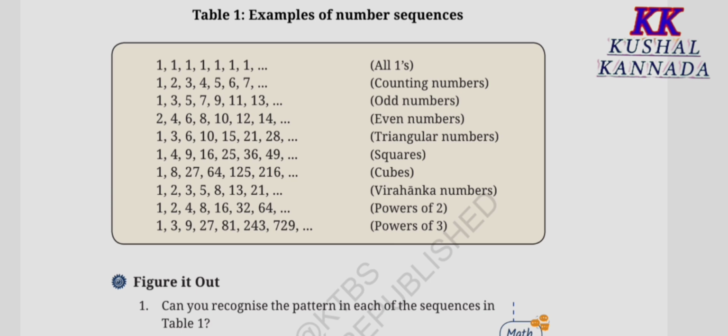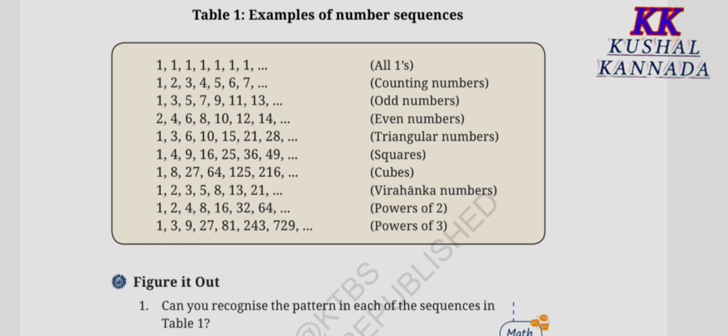So next one, cubes. In the sequence, each term is the product of a counting number by itself thrice, starting from 1, as 1 into 1 into 1 is equal to 1, 2 into 2 into 2 is equal to 8, 3 into 3 into 3 is equal to 27, 4 into 4 into 4 is equal to 64, 5 into 5 into 5 is equal to 125. So like this.